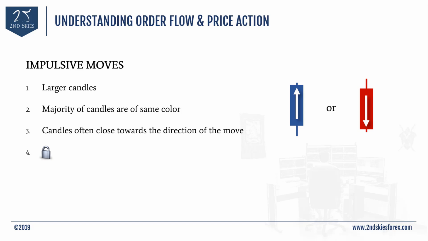So it's super important that you're able to see why these three characteristics, both individually and collectively, indicate a strong presence of buying or selling pressure. There is a fourth characteristic of impulsive moves, but we talk about that in our price action course. So these are the three that you'll need and want to work with for now.